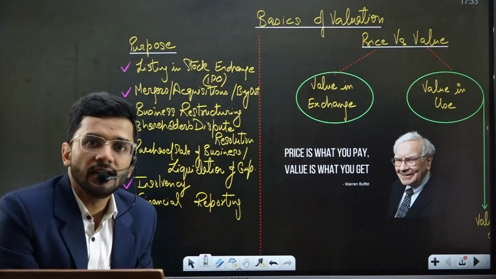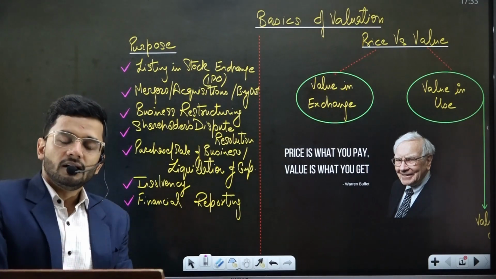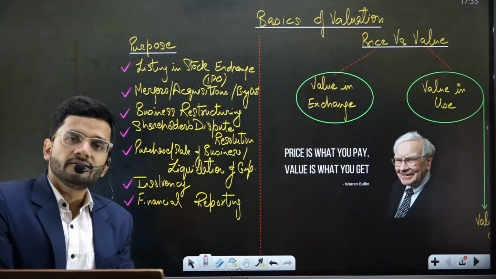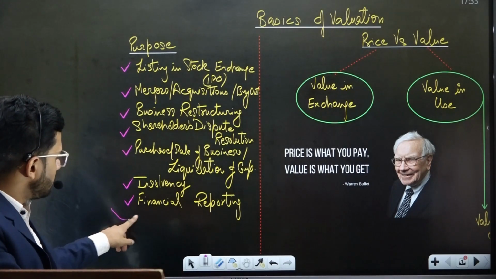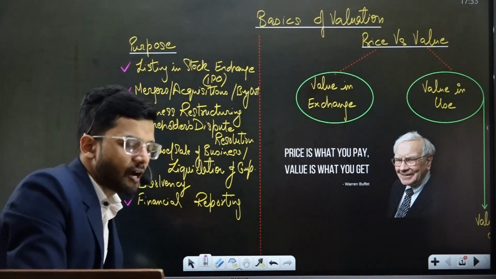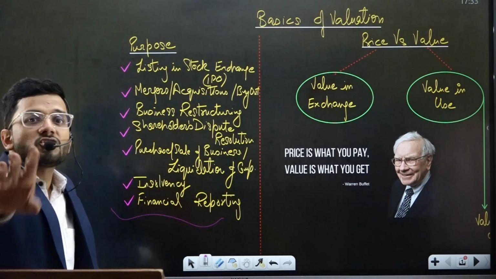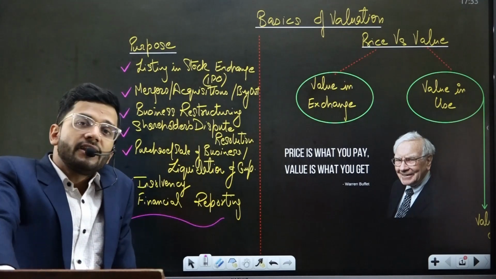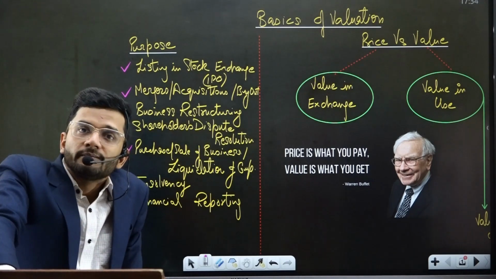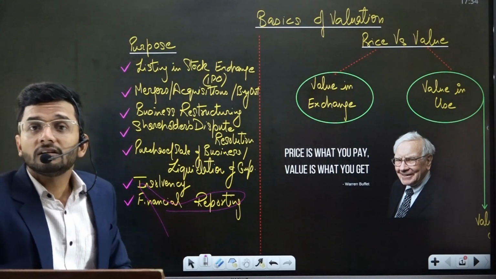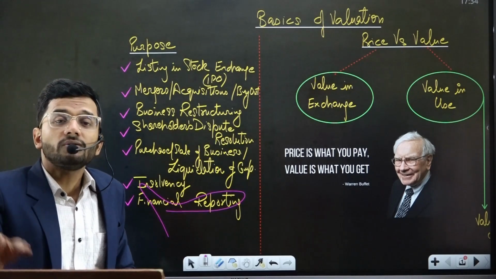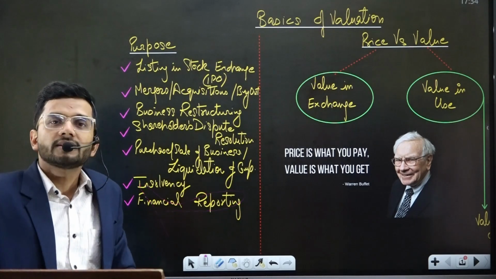Now what I decide is that a part of the building I will keep with me, and the rest of it I will sell. In that case, of course, the books of accounts will reflect only the purchase price. It will not reflect the fair value which is there today. So financial reporting will primarily be connected with historical cost accounting, which is the old accounting standards.